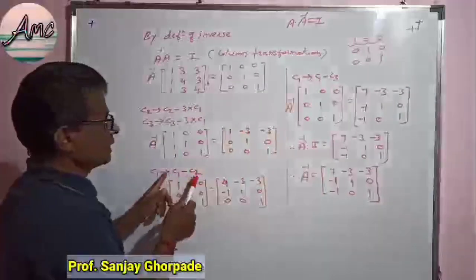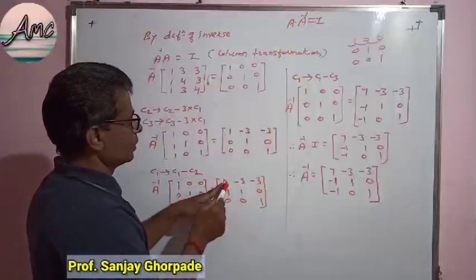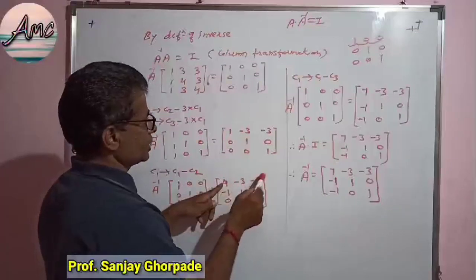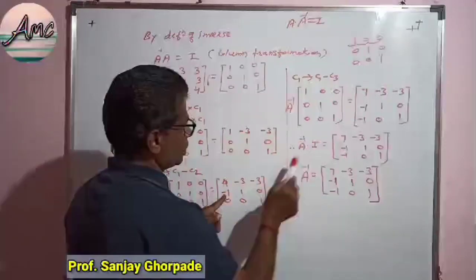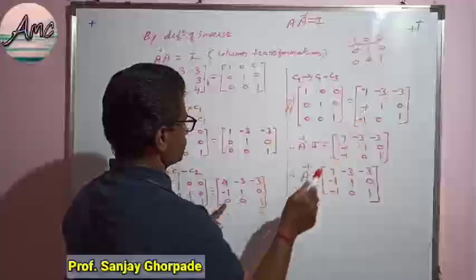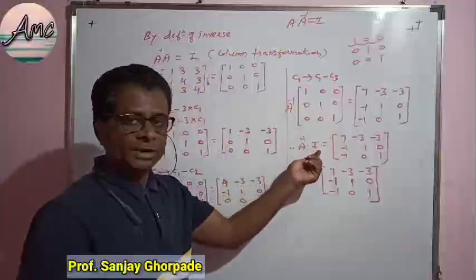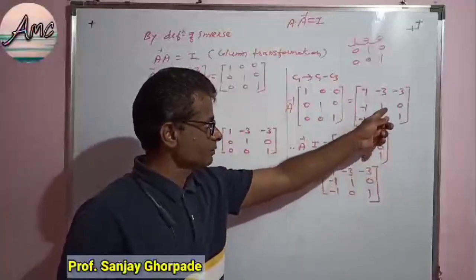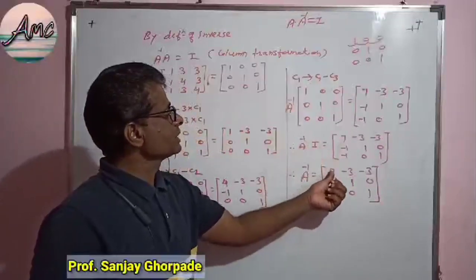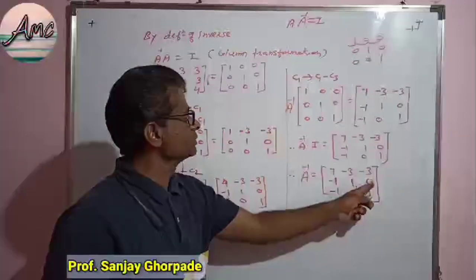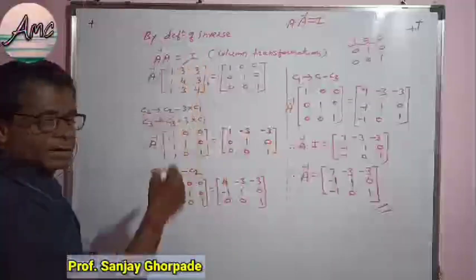Come to that side. C1 minus C3. What is C1? 4 minus minus 3. So 4 plus 3 is nothing but 7. Then minus 1 minus 0, minus 1. 0 minus 1 is minus 1. Second column, third column as it is. Now A was this. Here we got the identity matrix I into the matrix 7 minus 3 minus 3, minus 1 1 0, minus 1 0 1. Identity matrix into inverse will be the inverse. So 7 minus 3 minus 3, minus 1 1 0, minus 1 0 1. So this is the inverse of the given matrix A.